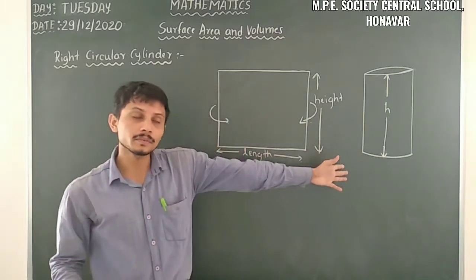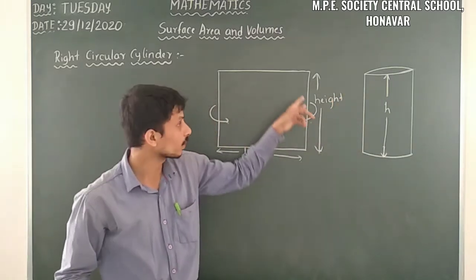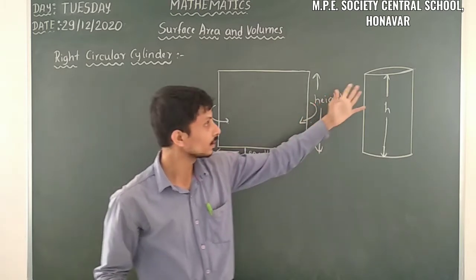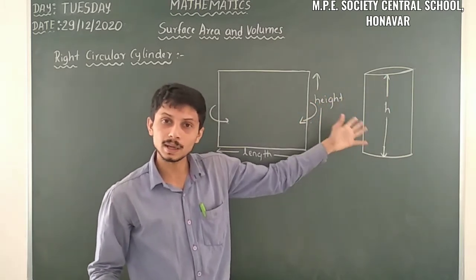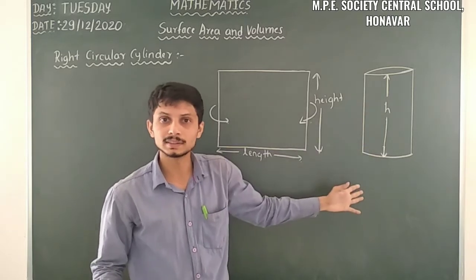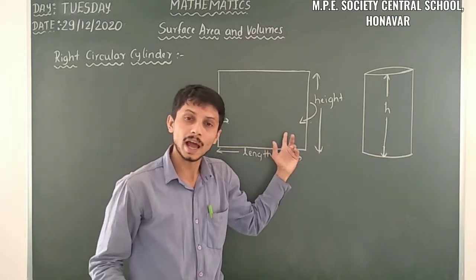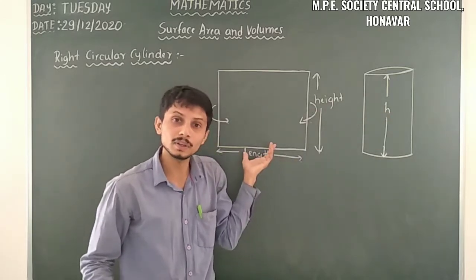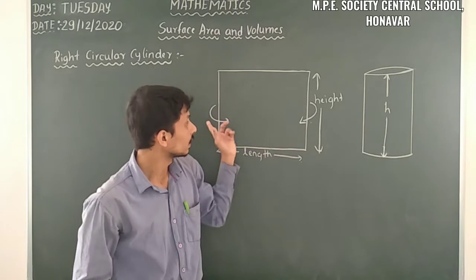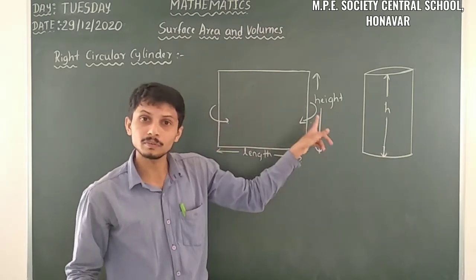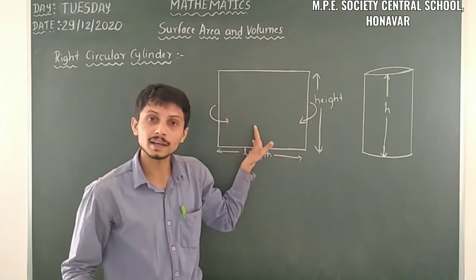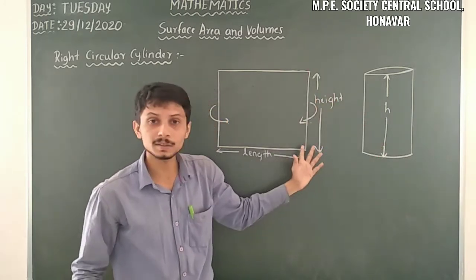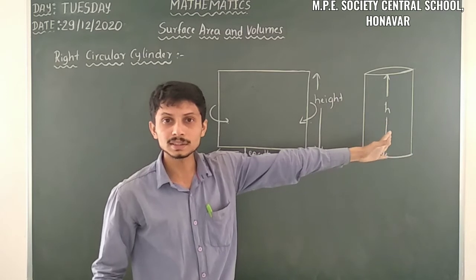Yes. So here we have the height of the cylinder. The height of the rectangular sheet is the same height that applies to the cylinder. When we rotate those two ends, the rectangle becomes a right circular cylinder. So the same height becomes the height of the cylinder.